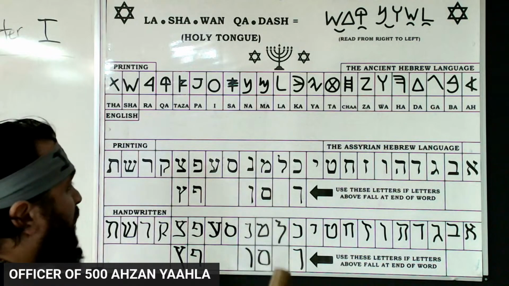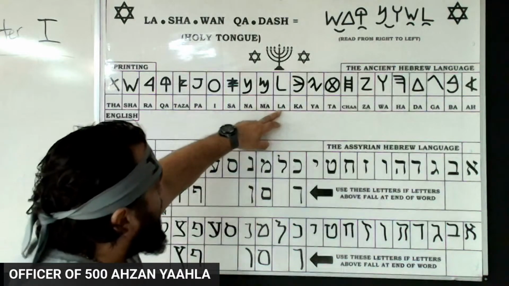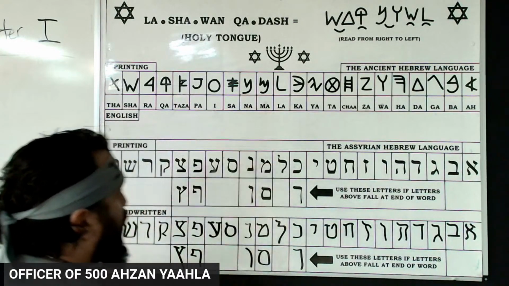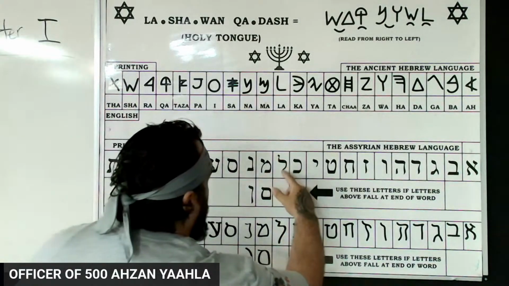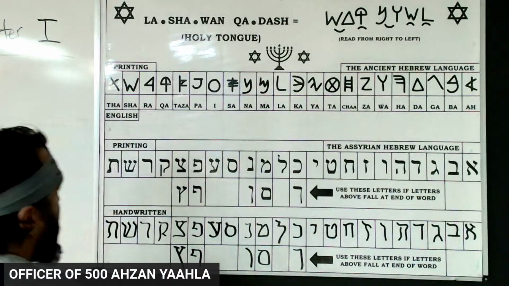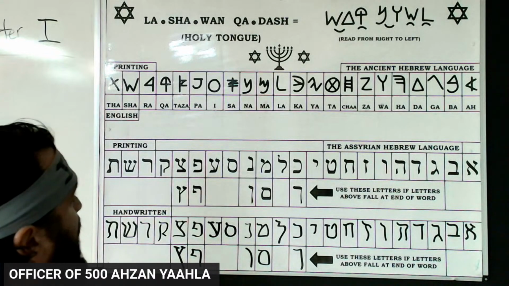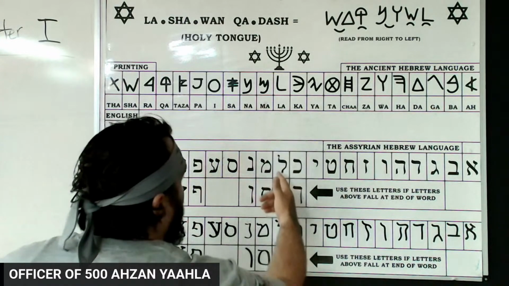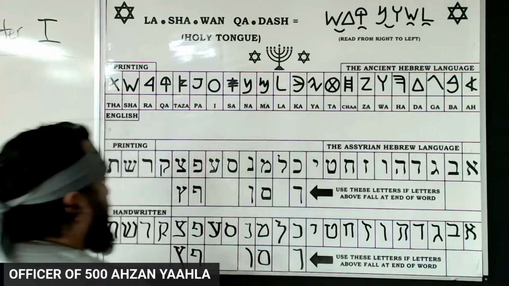Like this right here, la, to me, it looks like a question mark. You know what I'm saying? Boom. To me, it looks like a question mark. To somebody else, it may look like something else. But to me, la in Assyrian looks like a question mark.